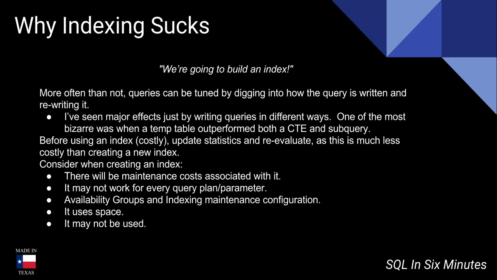Select star into. That was just weird, but it worked, and it was super fast, and the difference was 1 minute versus less than a second. So before using an index, which is very costly, I think that updating statistics is a better approach because it's much less costly. Then reevaluate, as this is much less costly than creating a new index. And sometimes it is statistics that are the underlying problem.